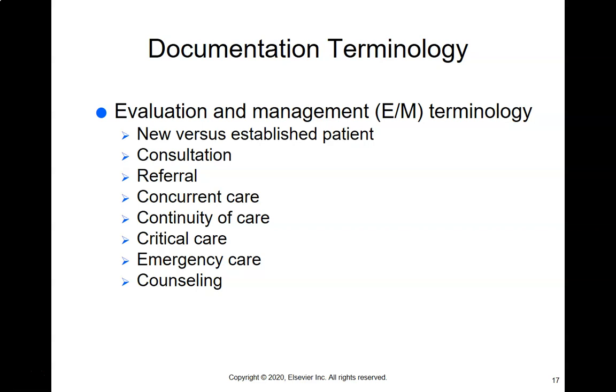Now, what is concurrent care? That is provision of similar services, such as hospital visits to the same patient by more than one physician on the same day. Continuity of care is when a physician sees a patient who has received treatment for a condition as referred to by the previous doctor for treatment of the same condition. Critical care usually takes place in the emergency department or a critical care unit of a hospital.